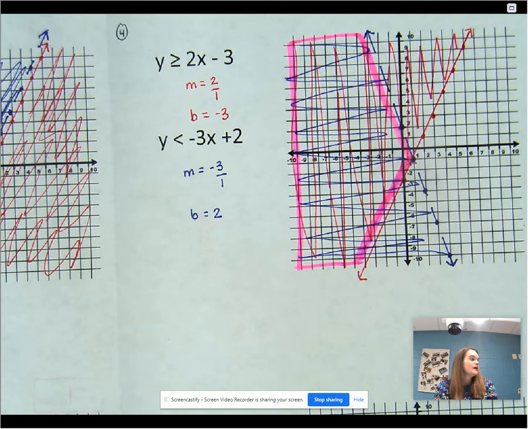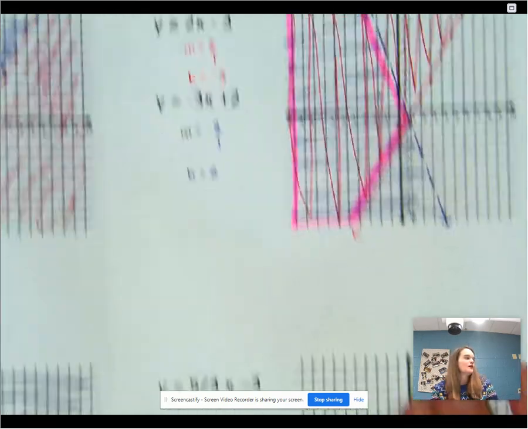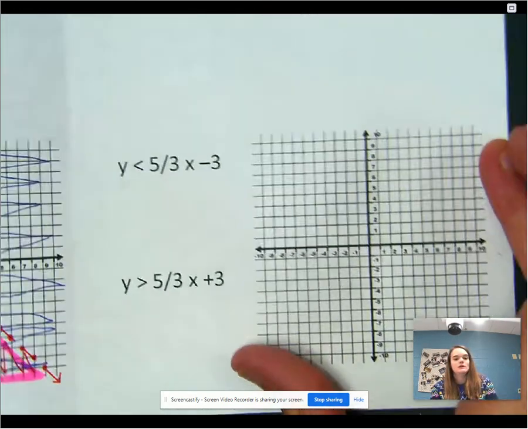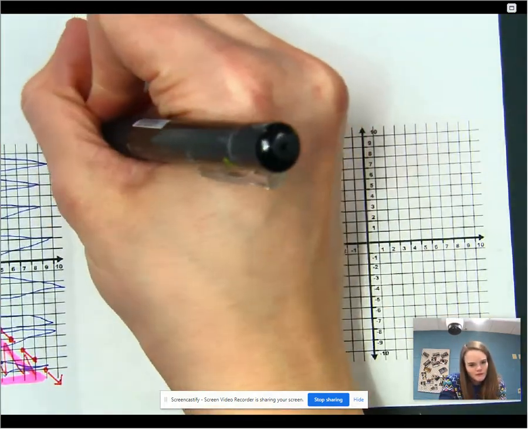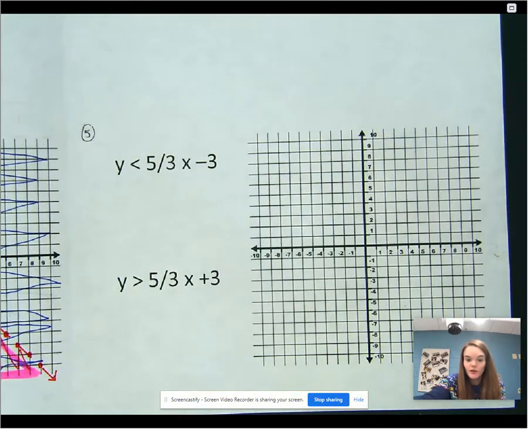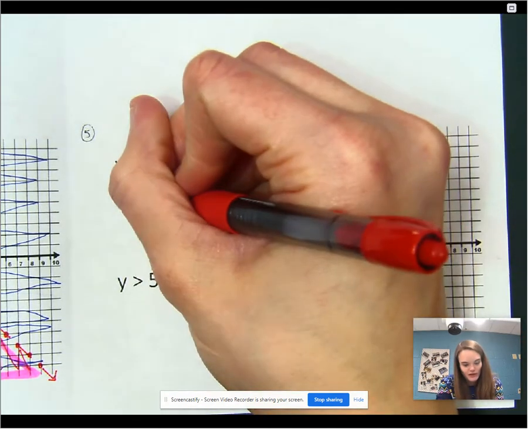I hope you paused the video and you tried number 5. If you did not, pause it now and try number 5, which is this one. I'm going to keep going, but you need to pause it, try it on your own. Math is learned by doing, and you need to be doing the math.